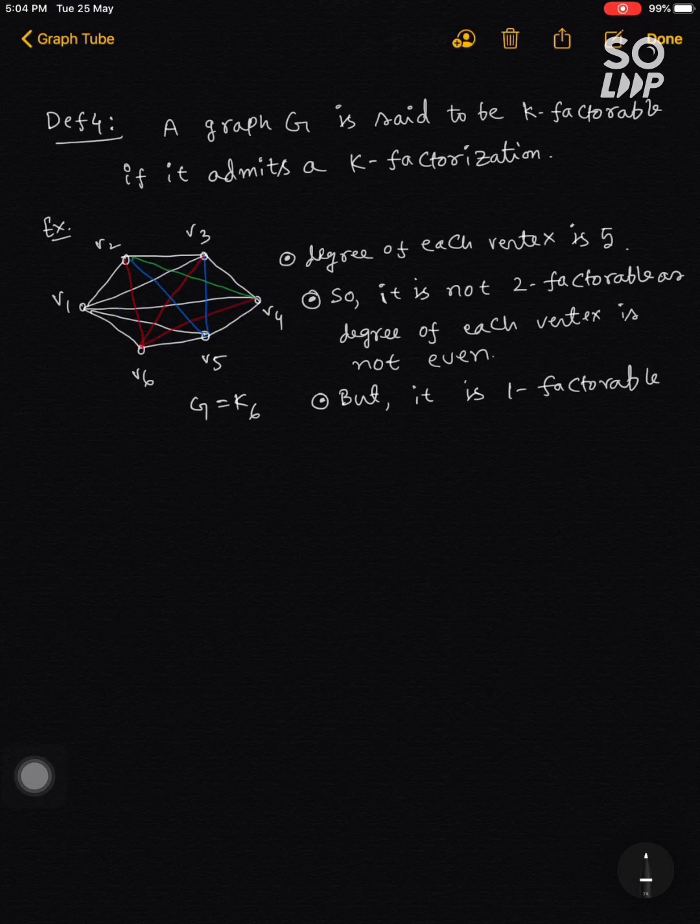Fourth definition, a graph G is said to be k-factorable if it admits a k-factorization. Look at this example. Here G is K6. Now the degree of each vertex is 5. Since the degree of each vertex is not even, the graph G is not 2-factorable. Note that it is 1-factorable.